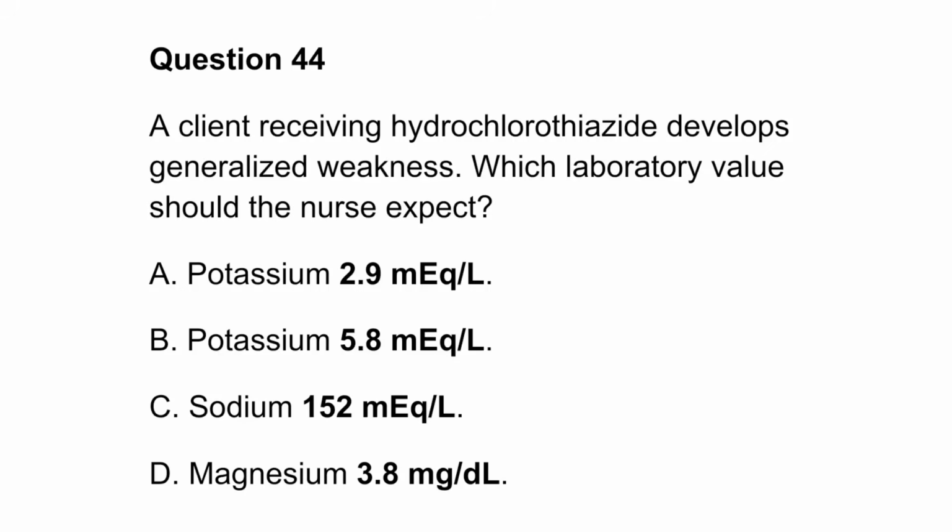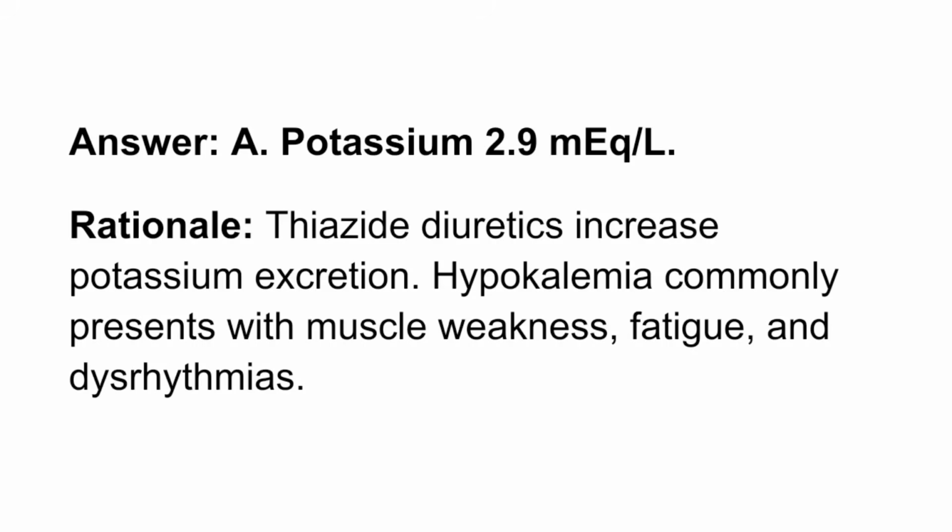A. Potassium 2.9 milliequivalent/L. B. Potassium 5.8 milliequivalent/L. C. Sodium 152 milliequivalent/L. D. Magnesium 3.8 milligrams per deciliter. Answer: A. Potassium 2.9 milliequivalent/L. Rationale: thiazide diuretics increase potassium excretion. Hypokalemia commonly presents with muscle weakness, fatigue, and dysrhythmias.